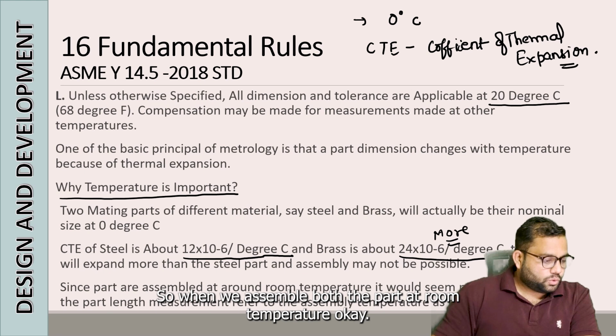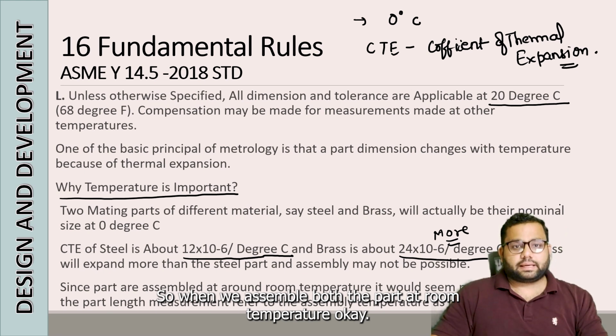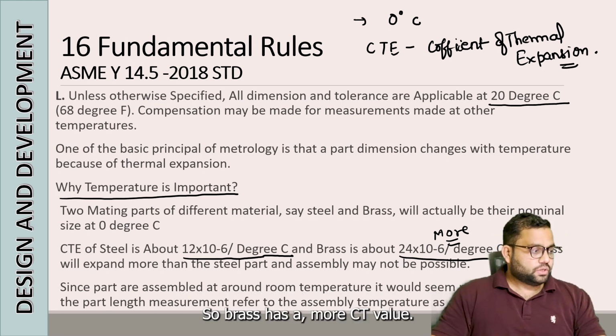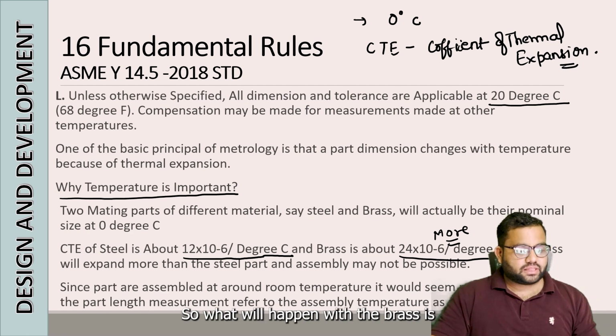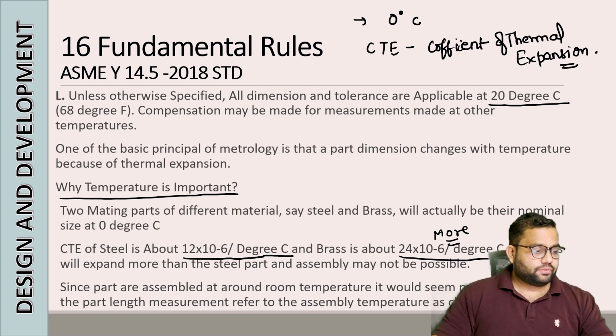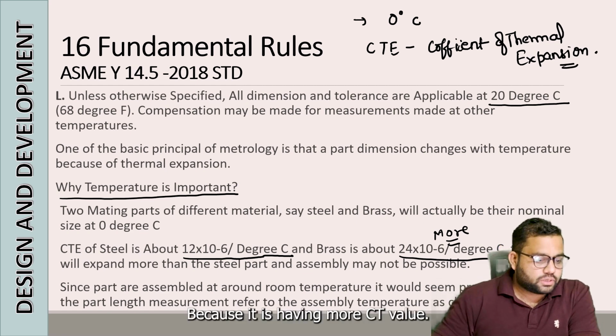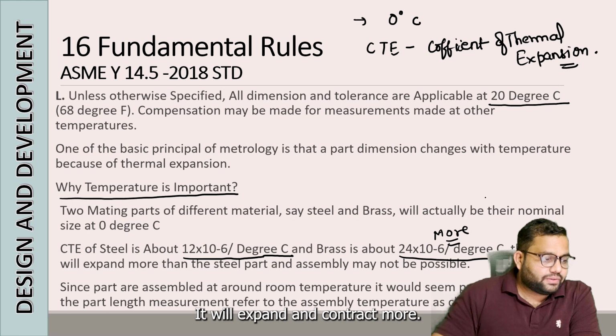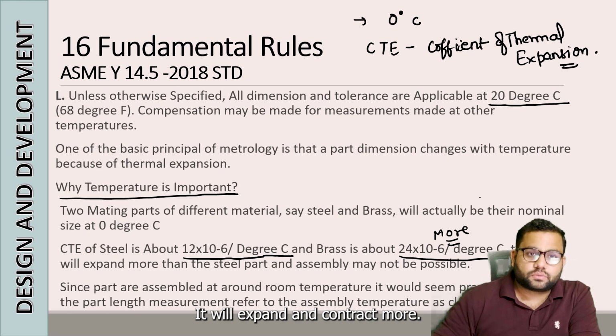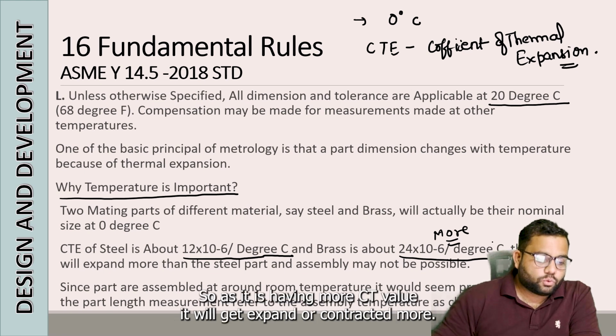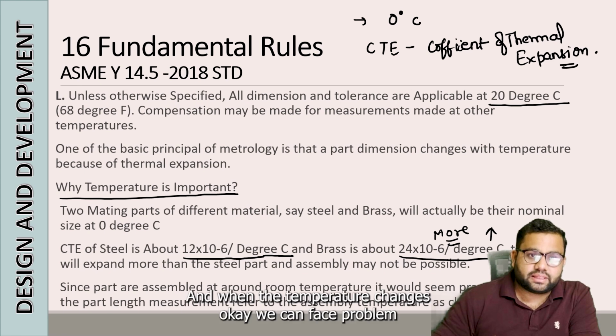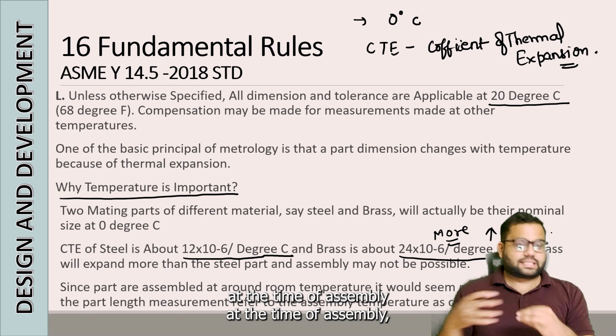Okay, so when we assemble both the parts at room temperature, brass has a higher CTE value. So what will happen with the brass is it will expand. Because it has a higher CTE value, it will expand and contract more with the change in temperature. So as it has a higher CTE value, it will expand or contract more when the temperature changes. We can face problems at the time of assembly.